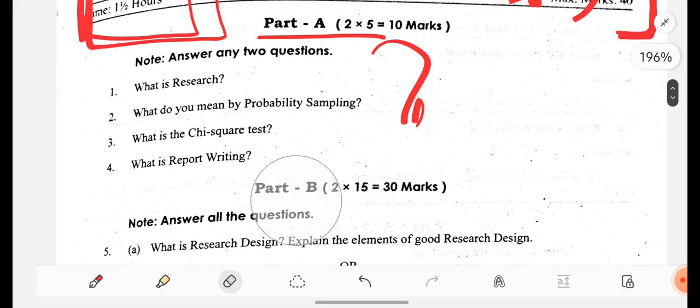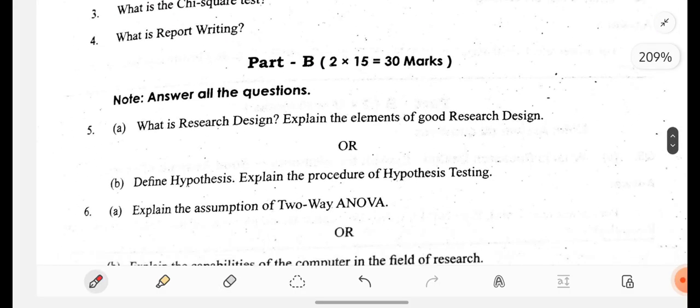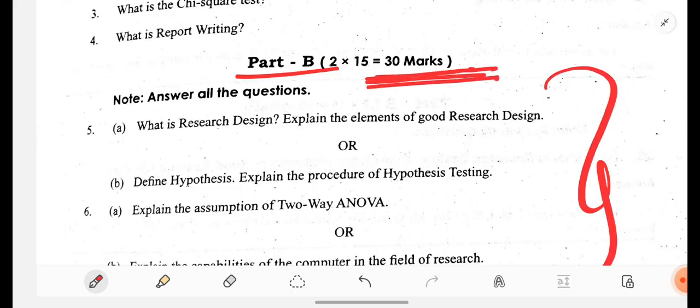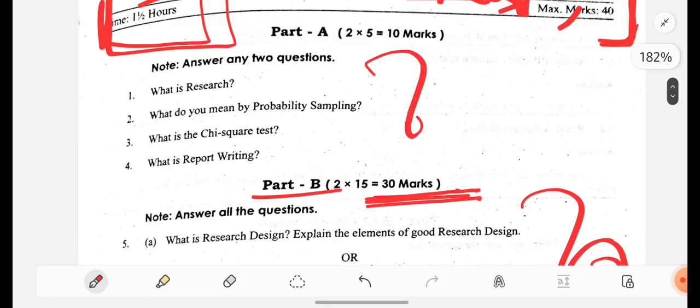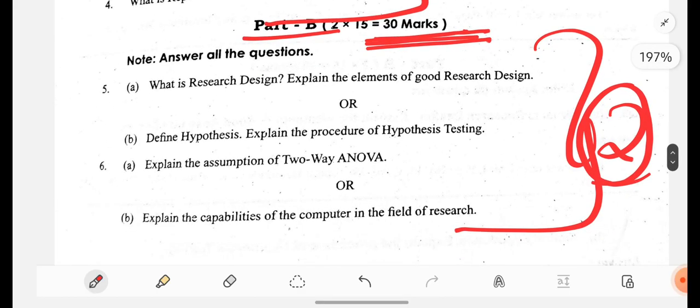Okay, so this was about the part A. Now let us go with the part B. Part B will consist of 30 marks. Here also 4 questions will be given, out of which you have to attempt any 2. But here choice is not there among 4 of them. Here choice is there between 2. Here it is internal choice.